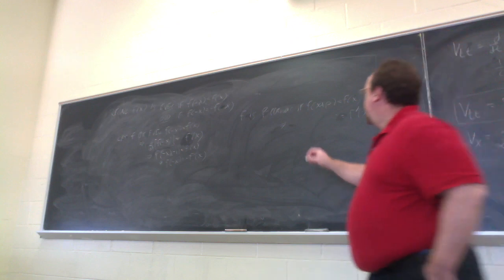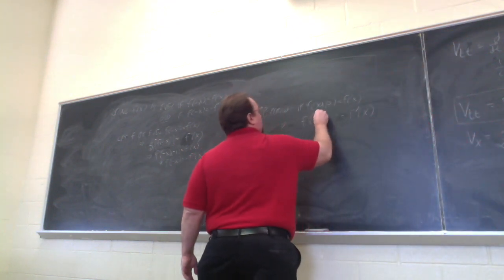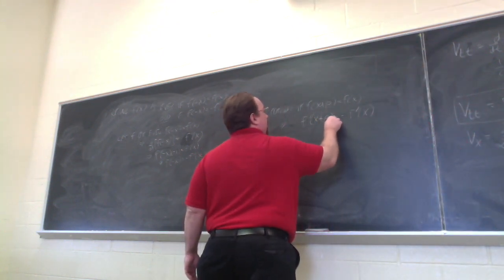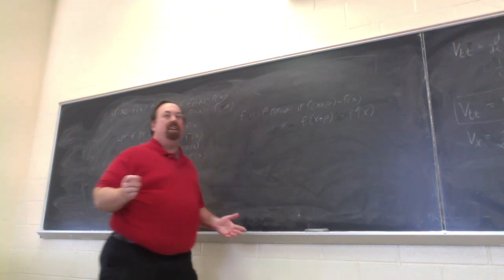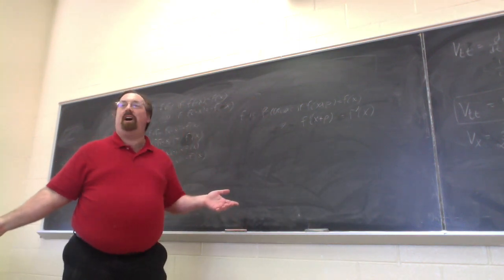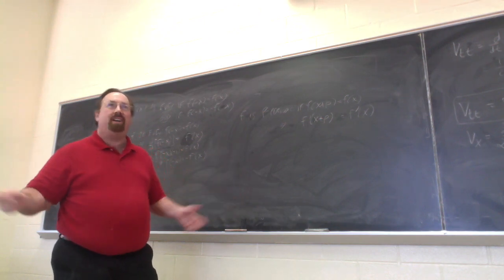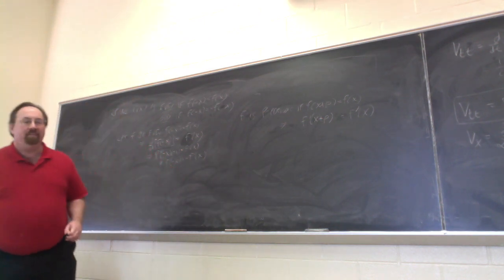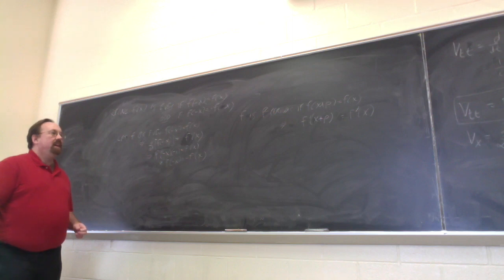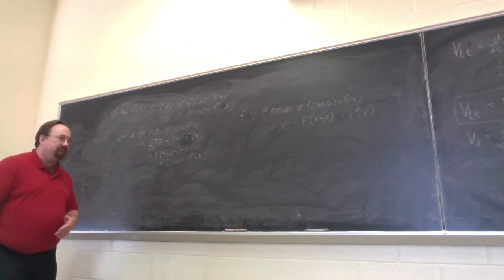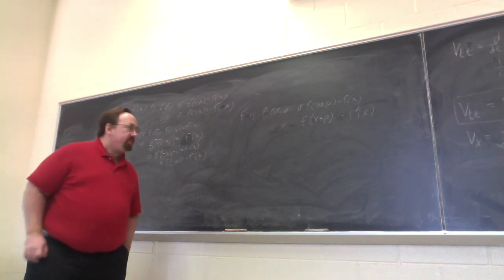F prime of that. We're taking the derivative with respect to x, right? Yeah, f prime of x plus p, times 1. So if f is periodic, we can conclude that the derivative is also periodic. Yeah, so that's the key to doing that part. We'll take sine and cosine. They're 2 pi periodic. The derivatives are cosine and minus sine, also 2 pi periodic.